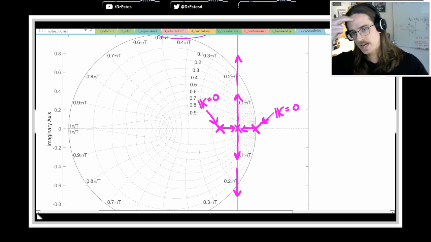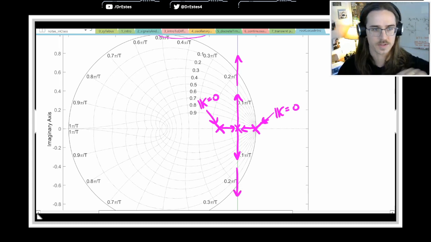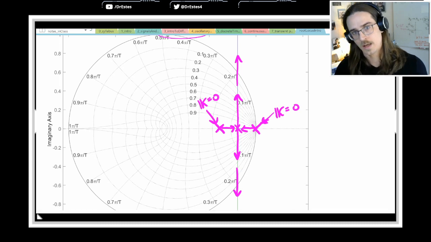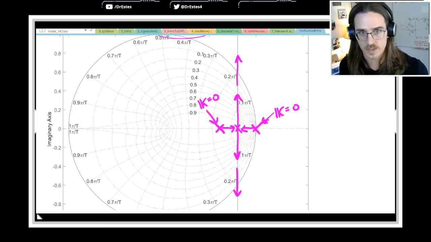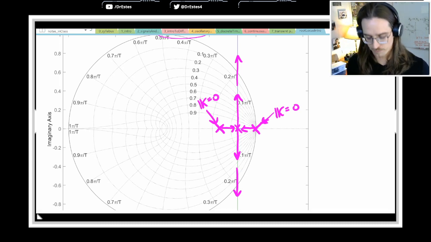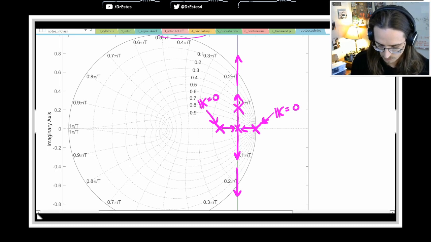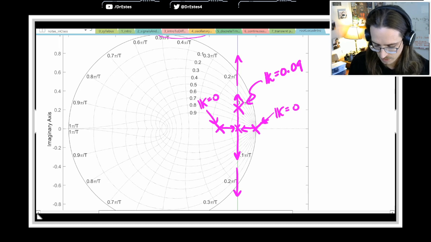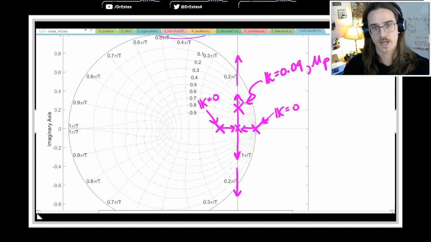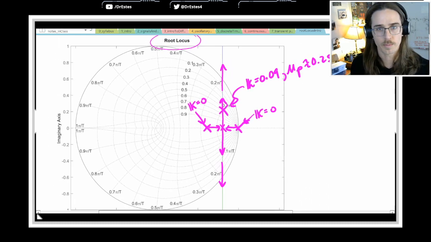And so, like last time, we pointed out different values of K along this line, and those different closed loop poles give different performance. Like, I think somewhere along here, K was like 0.09, and this gave us an overshoot of like 25%, for example. Oh, that went behind my head.